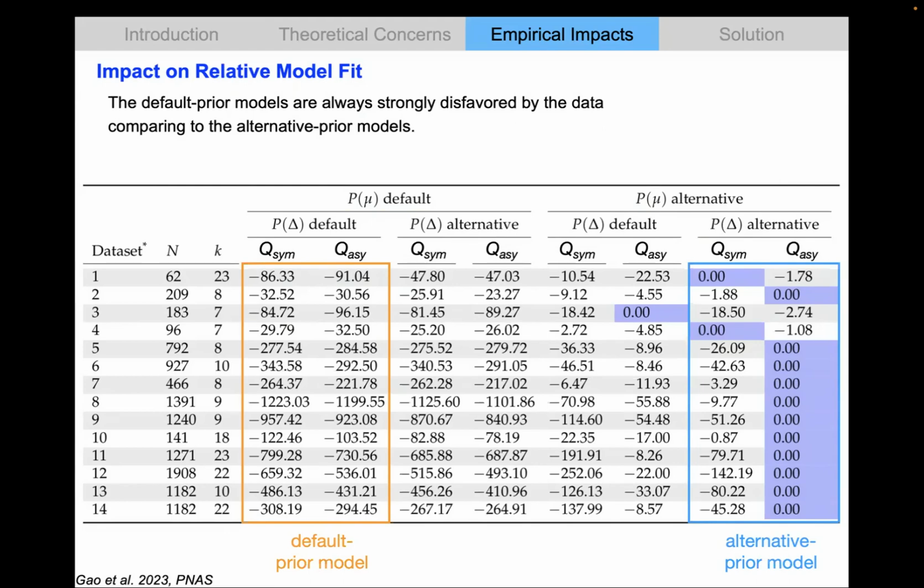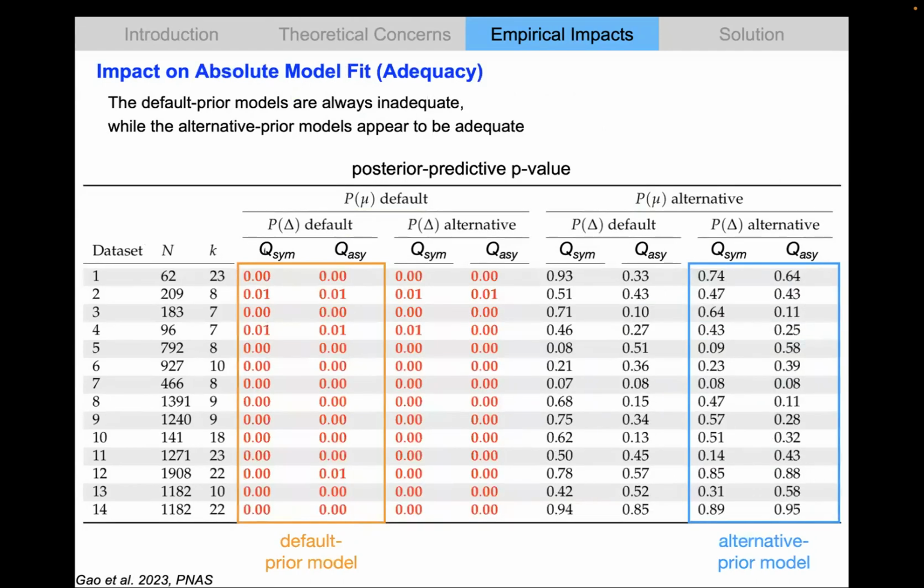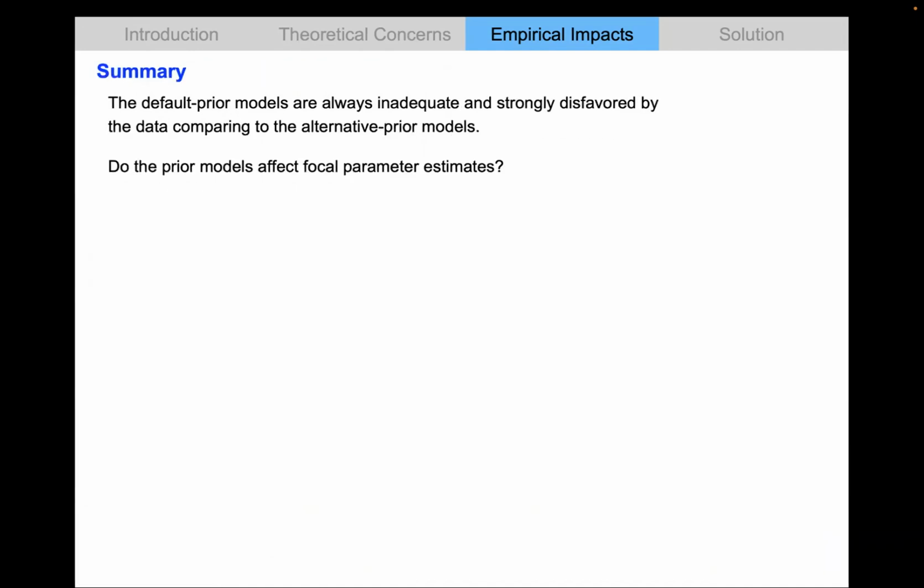We also assess the absolute fit of the models to the data using posterior predictive simulation. Here's a table showing the posterior predictive p-values. The p-values colored in red here indicate the model cannot adequately describe the data. And we can see the default prior model is always inadequate, whereas the alternative prior model is always adequate. The default prior model fits the data really poorly. But do the priors also affect parameter estimates? Let's look at some examples comparing the default and alternative priors.